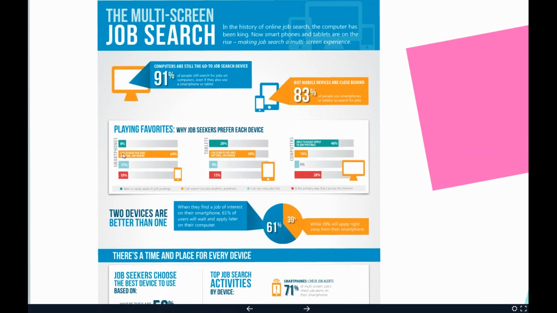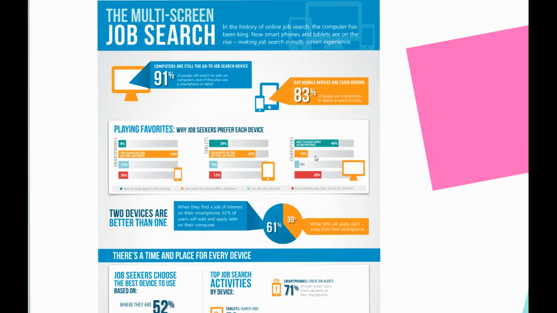Here you'll see a breakdown of smartphones versus tablets versus computers, and really what they found was for the smartphones and the tablets, it was allowing people to search for jobs anytime, anywhere. And some people will take that extra step at this point when they're searching. They may go ahead and apply right online using that device.